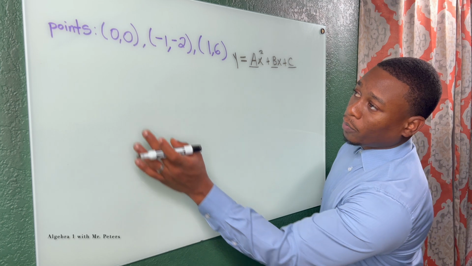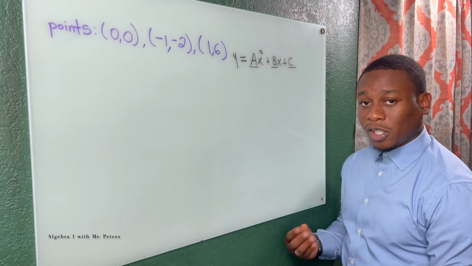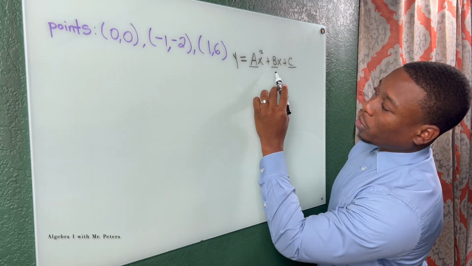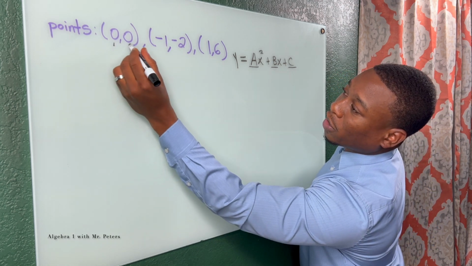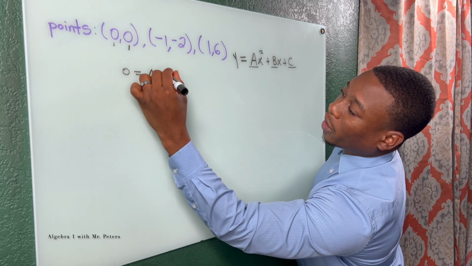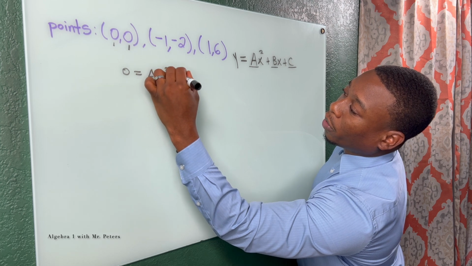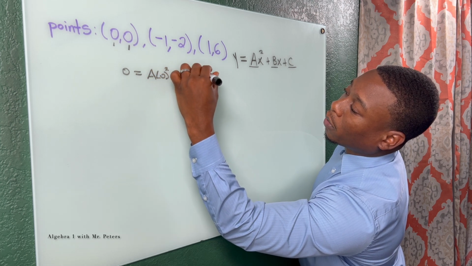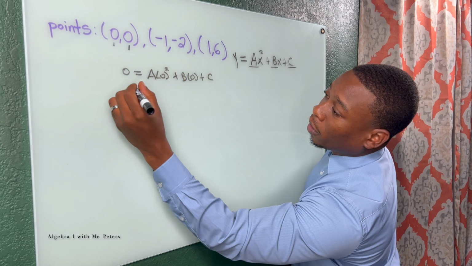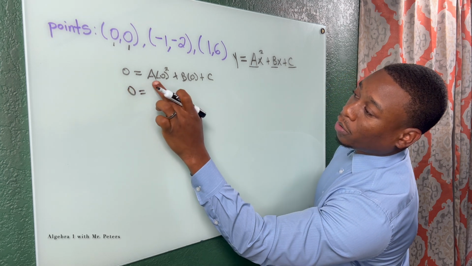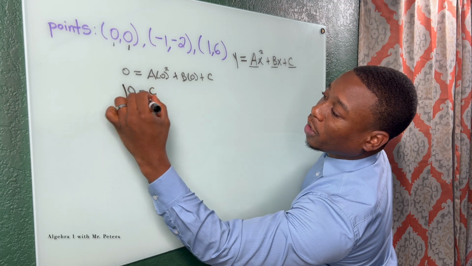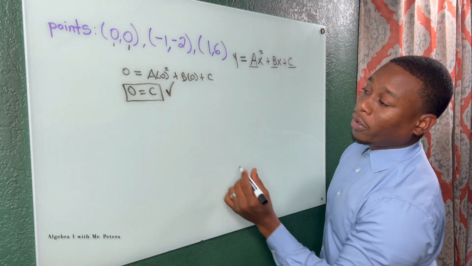So in this problem, when we see 0, 0, we should know that this means the parabola is going to pass through the origin. But if we were solving, we're just going to plug this in. 0 for x, 0 for y. So I know 0 is equal to a times 0 squared plus b times 0 plus c. And what we notice from this is that 0 is going to be equal to, this is 0, that's 0, and we know this is what is equal to c.